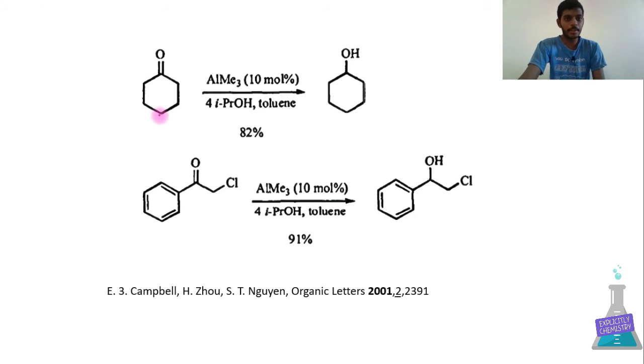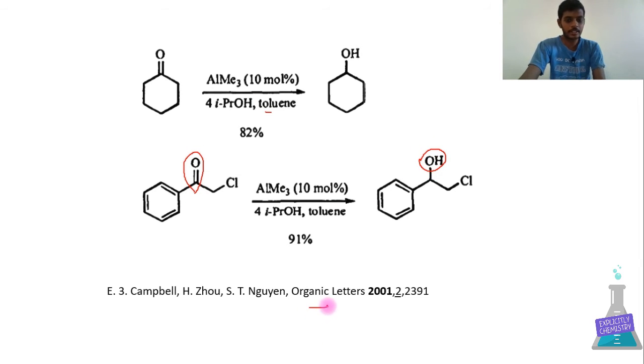You see this example. This is the carbonyl compound in presence of aluminum isopropoxide. In presence of isopropanol, the toluene is the solvent. The ketone is converted to alcohol, and this carbonyl compound is also converted to alcohol, which is taken from Organic Letters.